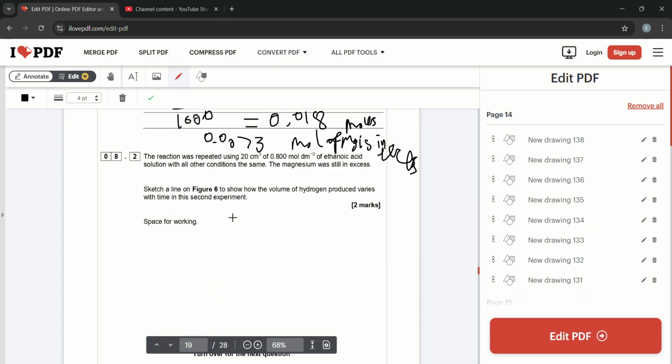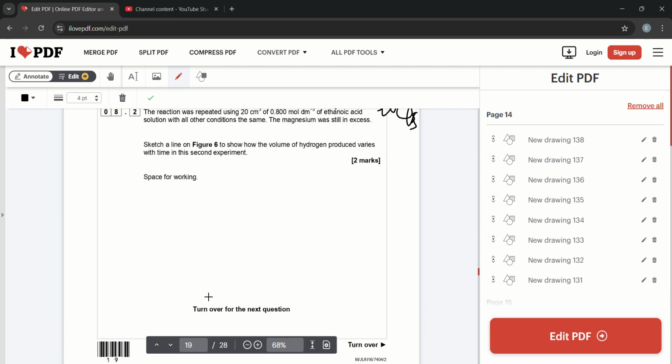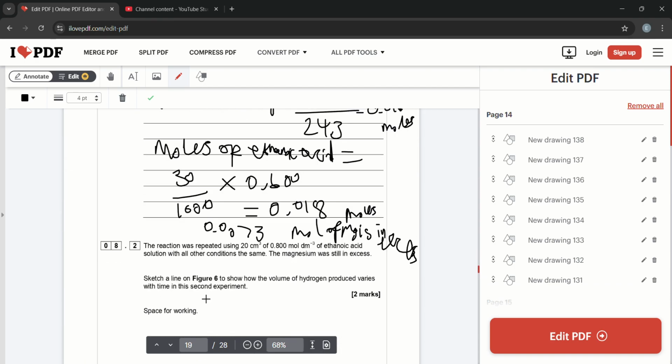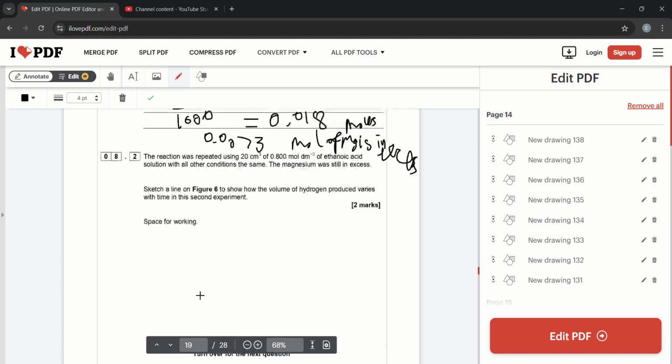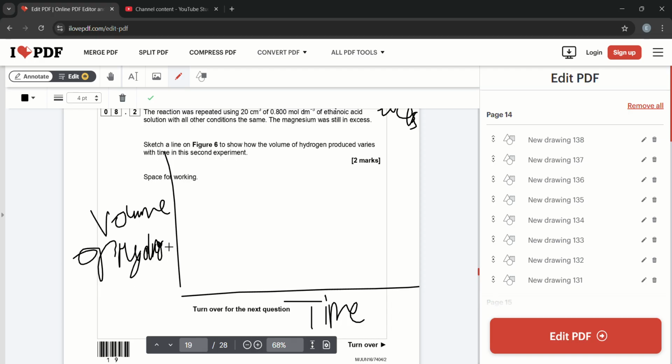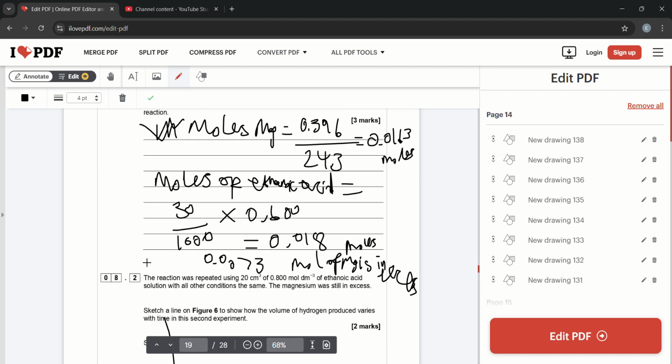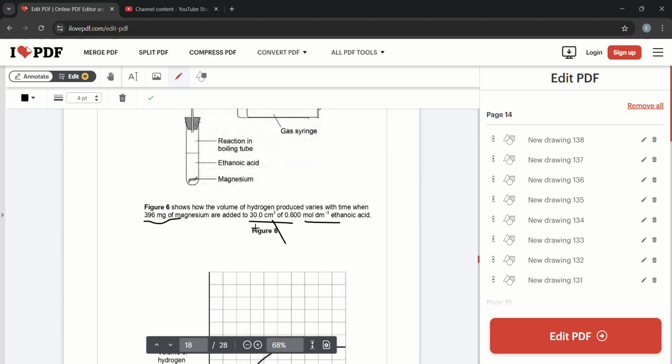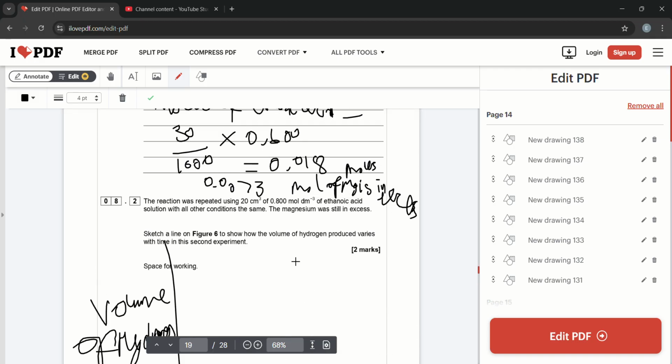The reaction is repeated using 20 centimetres cubed of this much ethanoic acid. Sketch a line to show how the volume of hydrogen produced varies with time. So we've got time on the x-axis and volume of hydrogen on the y-axis. This is for 30 centimetres cubed of 0.600 moles per dm cubed ethanoic acid.